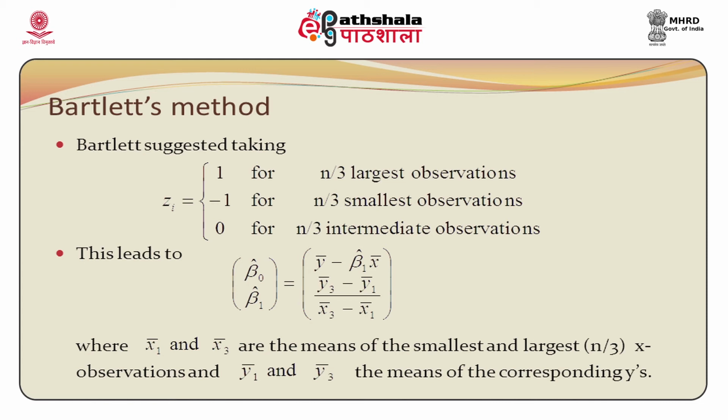And the average of the x's would be x3 bar for these larger values. The average of the x's for the smaller values would be x1 bar, and the corresponding average of the y's would be y1 bar. So, we get beta 1 hat. Now, there is a third method which is referred to as Durbin's method.